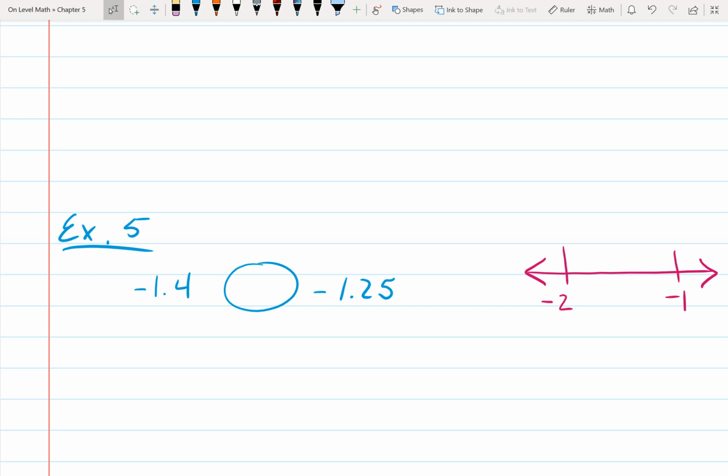So negative 1.4. That's about here, negative 1.4. Negative 1.25, is that closer to negative 2 or negative 1? Closer to negative 1. And then the question is, well, negative 1 and negative 2, which one's closer to 0? Negative 1, right? So the number that's closer to -2 would mean that number is farthest away from 0, which means -1.4 is less than -1.25.